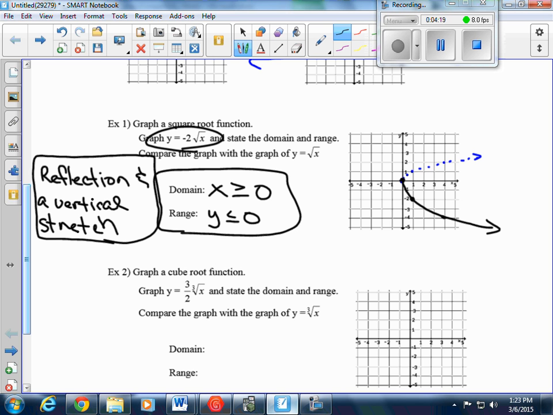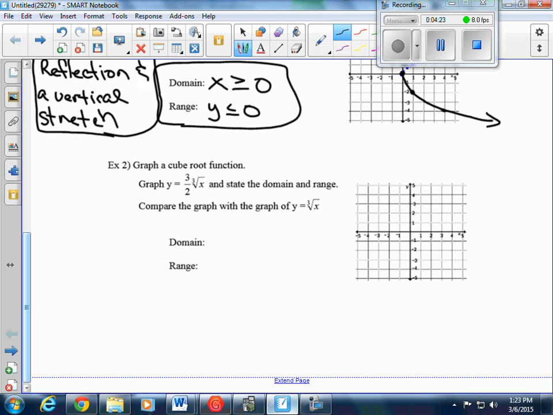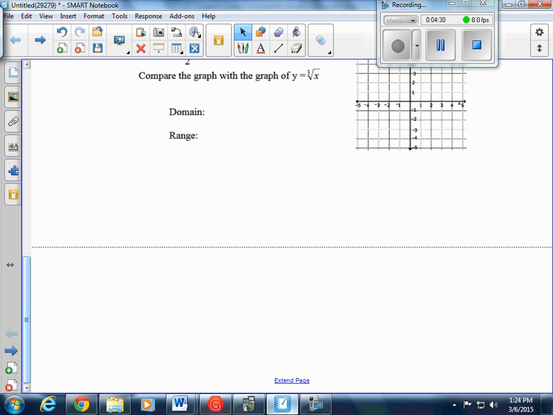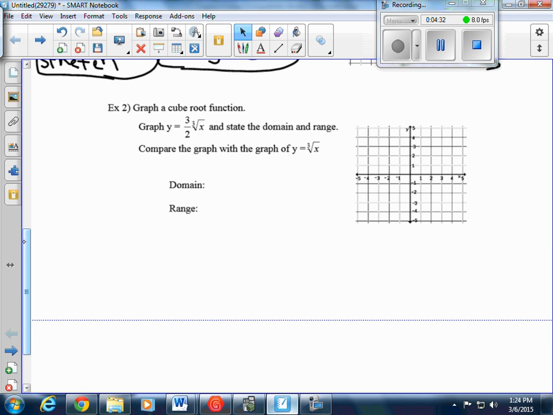And there's our graph. So now we're going to do the same thing in example 2 with a cube root. Again, I'm just going to start by quickly throwing up our parent function. So if we do that, 0, 0, 1, 1, 8, 2, -1, -1, -8, -2. Okay, so there's what our parent function looks like.